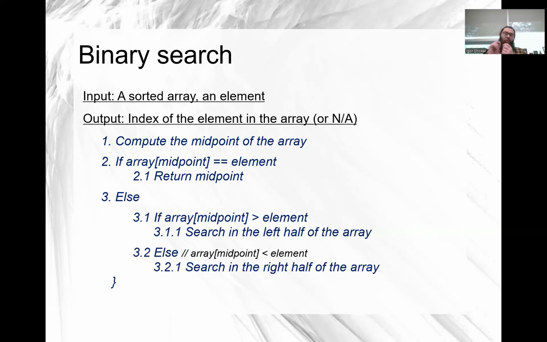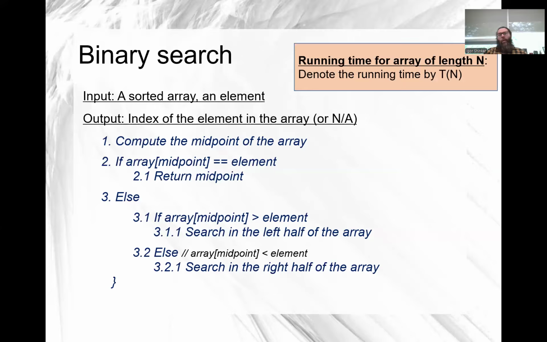Okay, so that's the idea. Each time we cut the array by 2, taking only half of the array. We look at the midpoint. If it's the right element, that's great. If it's greater, then we only need to look at the smaller elements, which are on the left. And if it's smaller, then we need to look at the elements on the right. Let's see what the running time of this algorithm is. I'm sure you've seen binary search at some point previously.